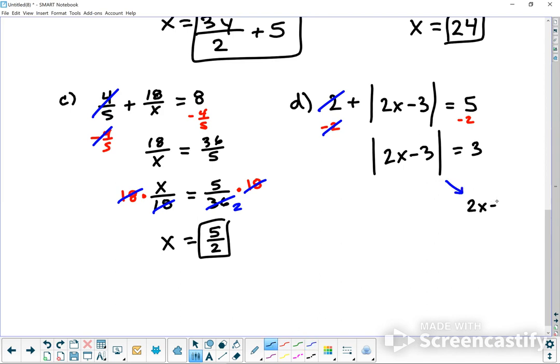And now I can do a positive version of it, which is going to be 2x minus 3 equals 3. Copy it just the way it is, and then a negative version of it, because we all know that the absolute value, the distance away from 0, for it to be 3, you could have a value of 3, or you can have a value of negative 3. So for the total distance to be 3, you can have it at 3, or you can have it at negative 3. And that's why we have to do two equations.